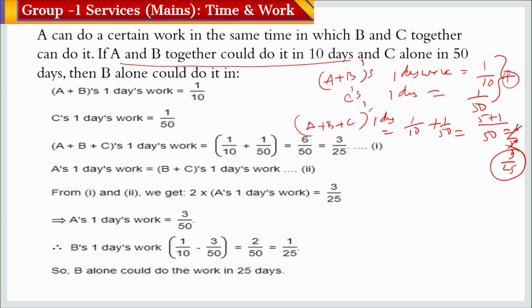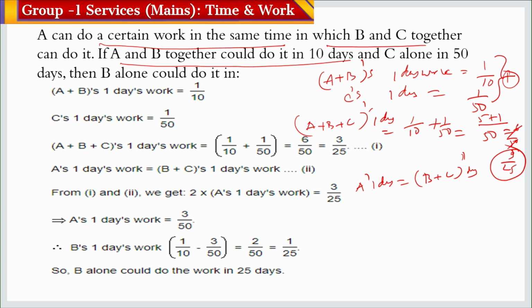What is given? A can do a certain work in the same time as B and C, means A can do a certain work in the same time in which B and C together can do. Means A's 1 day work is equal to B plus C 1 day work. Correct? This is given information.